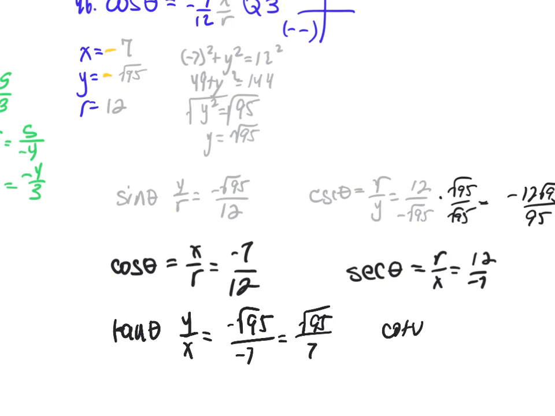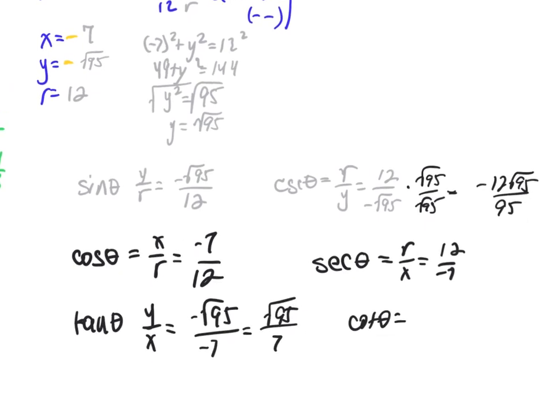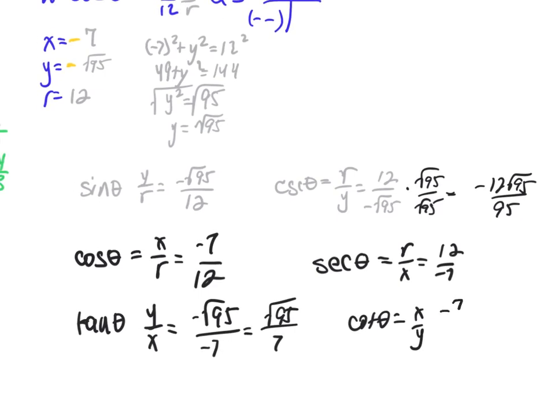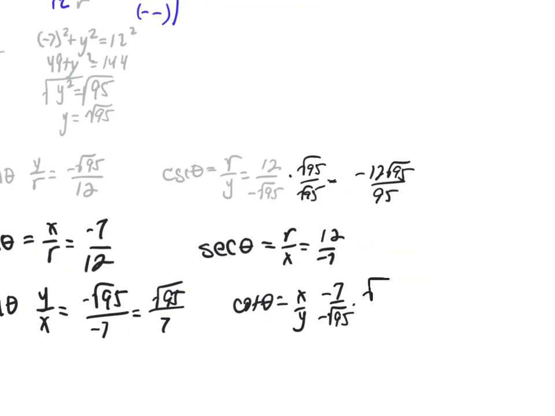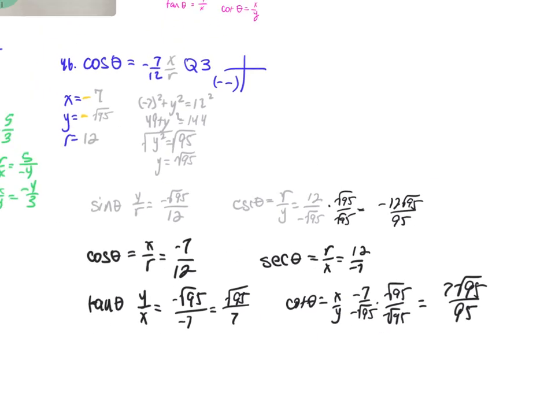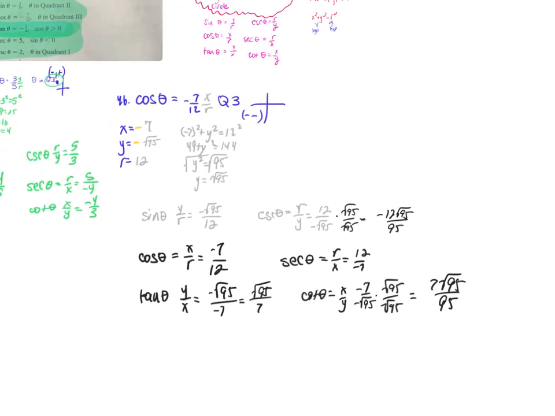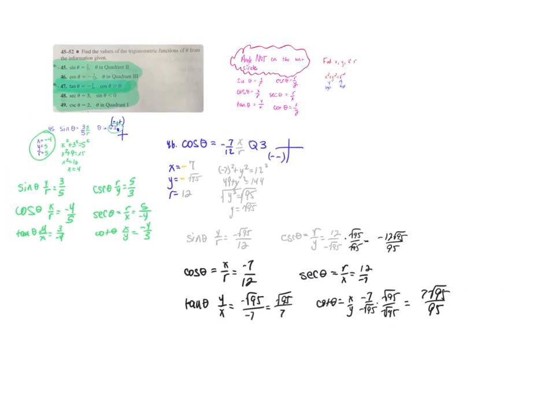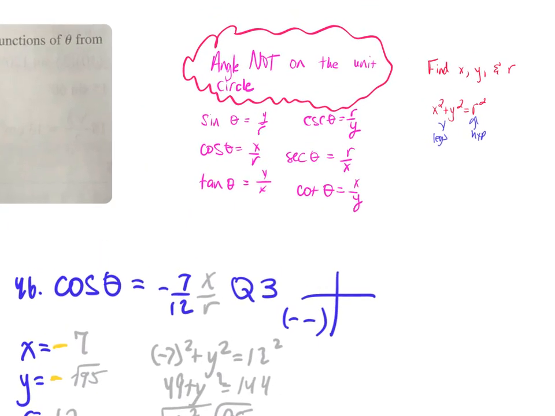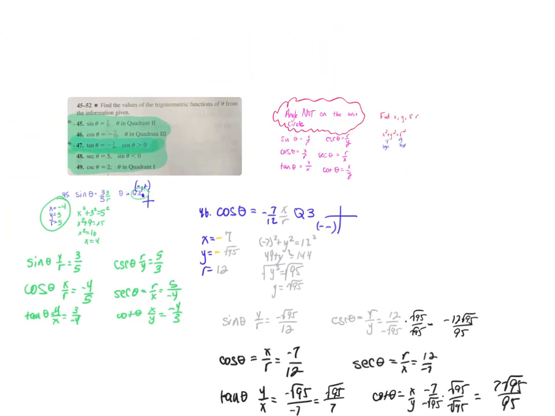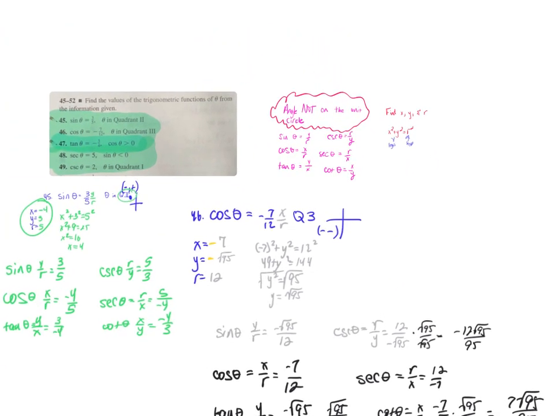So my cotangent of theta is X over Y. So it's negative 7 over negative root 95. Can't have the root in the denominator, so I'm going to rationalize, and 2 negatives give me a positive. So I have 7 root 95 over 95. And there's my 6 trig functions. Once you find X, Y, and R, guys, it's actually not that bad to look at. You have to know these ratios. Let's do one more, and then we'll be done.